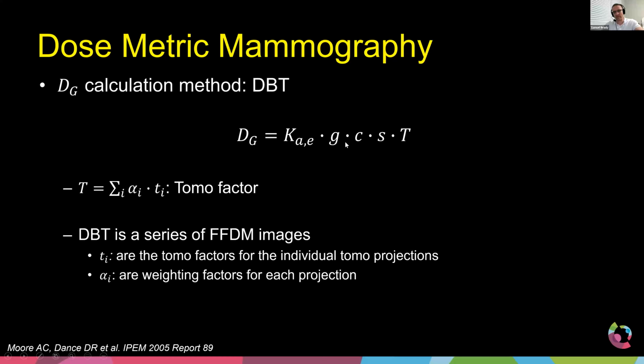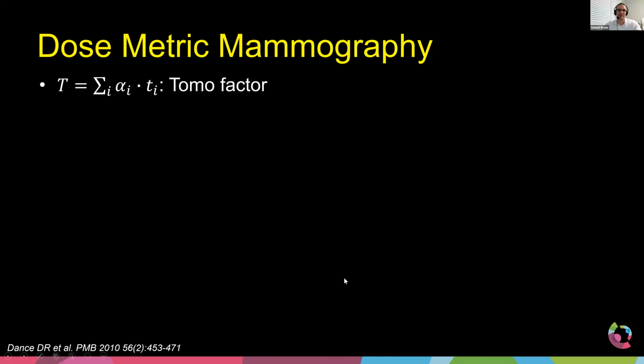In the Dance method, it's the exact same thing with one more term tacked onto the end. T, capital T, is called the tomo factor. And the tomo factor takes into account the individual tomo projections and weighting factors for each projection. Obviously, certain projections are going to incorporate only a certain amount or depth or thickness of the breast, whereas others will have different. So we have to take into account the sweep effect. So let's look at the tomo factor.